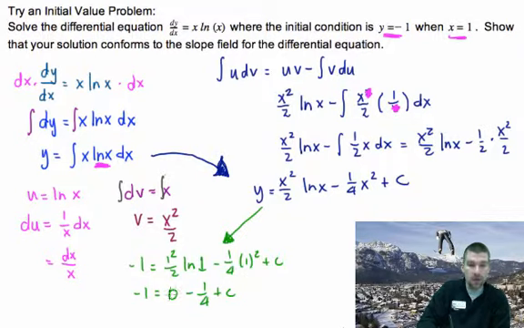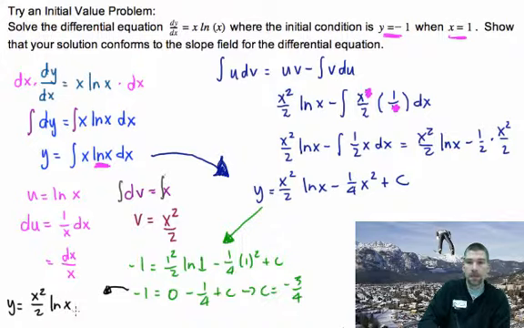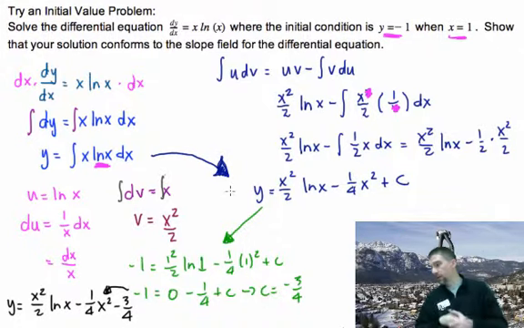So what is c going to be? Well, I add 1/4 to both sides here, and c becomes -3/4. So when I solve this differential equation, what I'm going to get is y equals x squared over 2 times the natural log of x minus 1/4 x squared minus 3/4. That's your answer for this particular initial value problem.